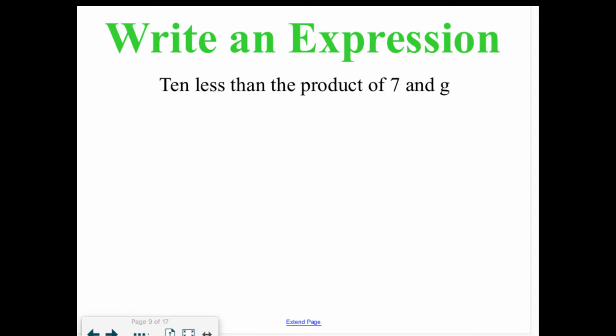The other thing that we can do is take it from a sentence and turn it into the algebraic expression. So, for example, we've got 10 less than the product of 7 and G. Keywords that we can pick out are less than, which is going to tell us subtraction, and product, which is going to tell us multiplication. One thing that you're going to notice is that there's actually a problem with the sentence that they have written.